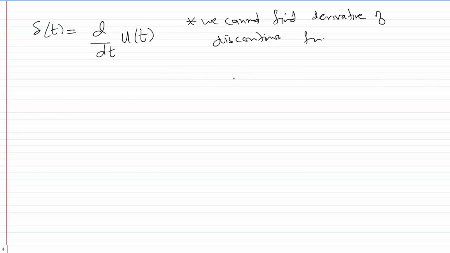I'm saying it because u of t, which I've plotted, looks like this, and it has a discontinuity at t equal to 0. So because this function is discontinuous, we can't really find its derivative. So the question arises, what do we do? Well, there is one explanation for it: think of this unit step function as some kind of voltage source. So you have a voltage source that starts giving 1 volt right at t equal to 0, the moment you turn it on.